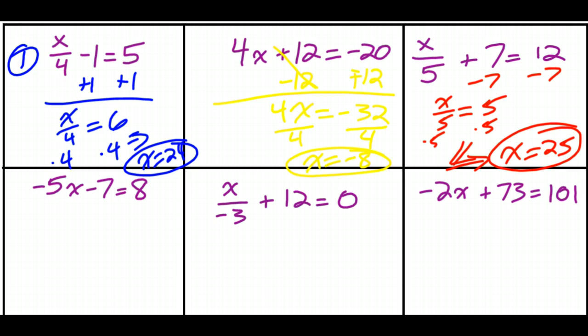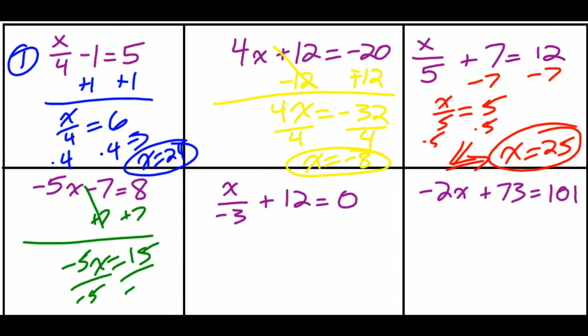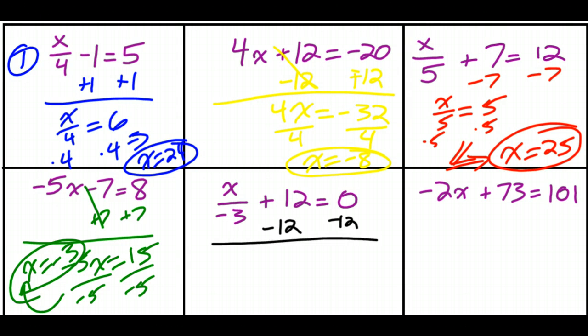For number 4, negative 5x minus 7 equals 8. Add 7 back to both sides. Negative 5x is equal to 15. Divide both sides by negative 5. And we are left with x is equal to negative 3, because 15 divided by negative 5 is negative 3.